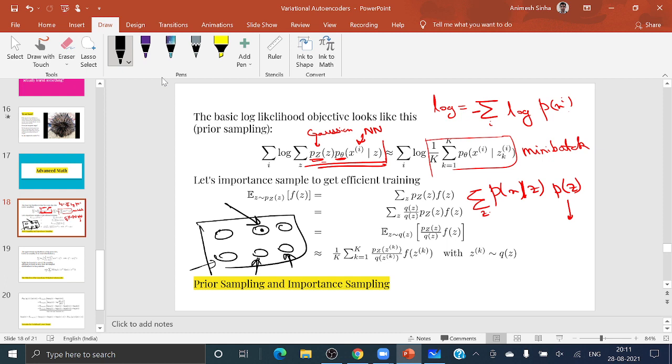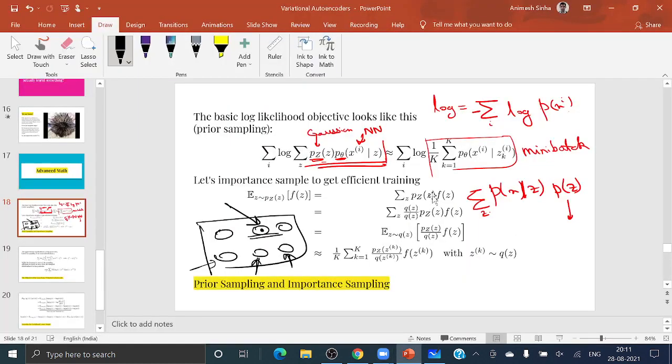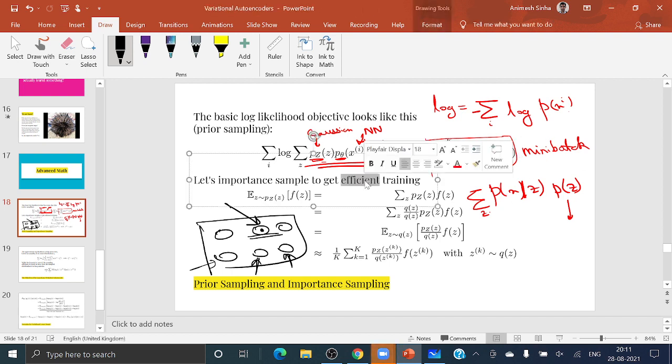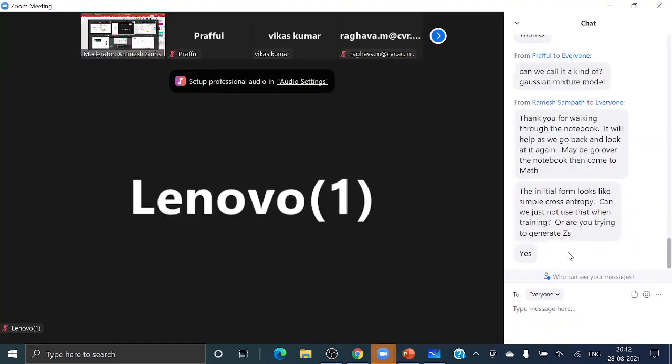What we need to do is sample at the right place, and for that we'll get some cost function which is slightly more complicated. I hope people are getting this till now. If people are getting this, we can go ahead with the second part: how to improve this normal mini batch, how to go from mini batch to variational lower bound.